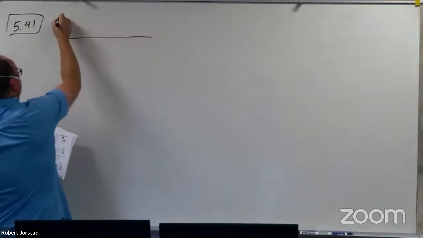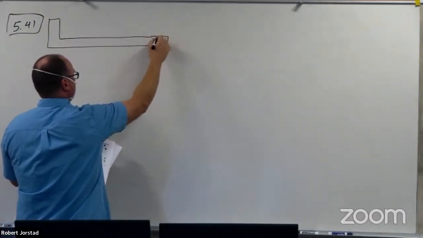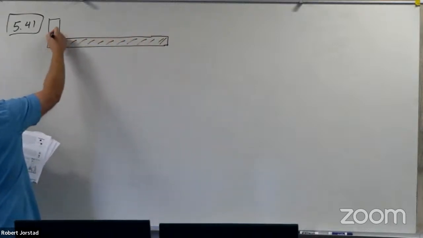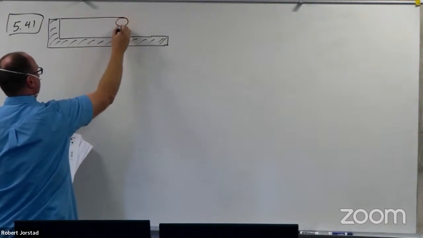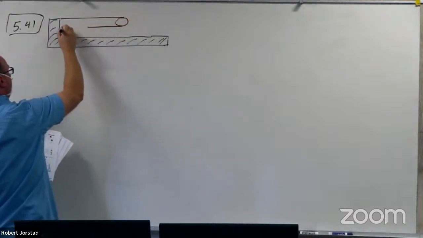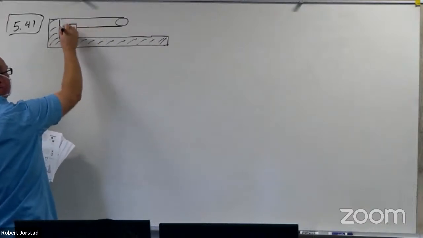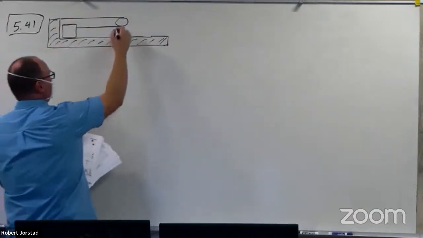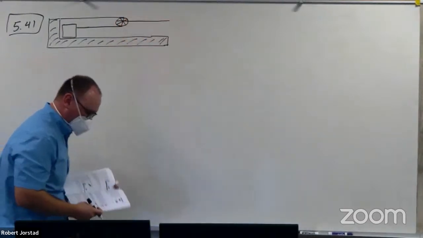So a simplified model: we've got this floor here, some kind of table, some kind of wall. We've got a pulley right here. We've got a block right here. This is attached to the block. There's string coming off this way.